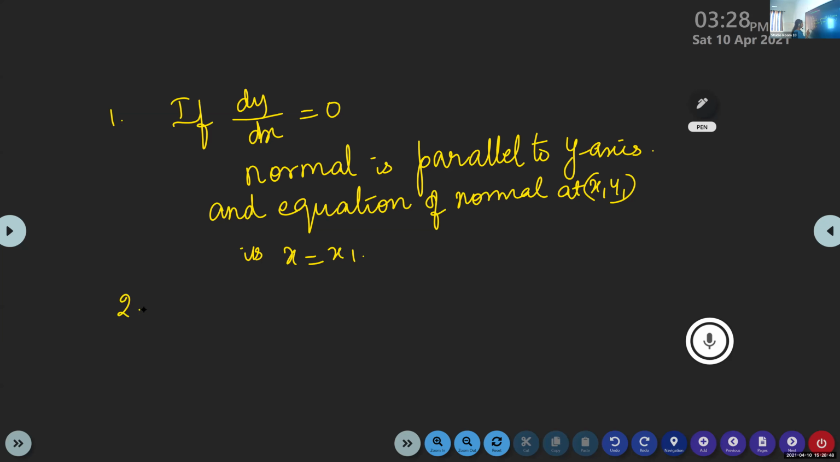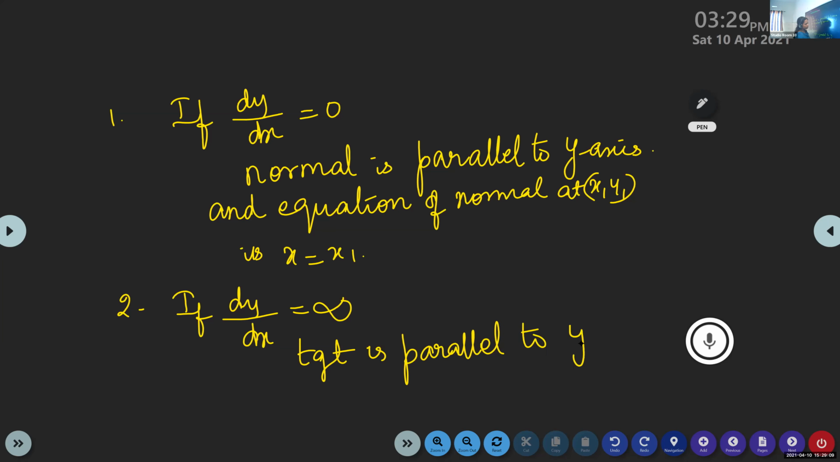Again, the second case: if dy by dx is infinity, not defined, then the tangent is parallel to the y-axis. In both cases we are giving it in terms of the y-axis. The tangent will be parallel to the y-axis, and its equation is x is equal to x1.